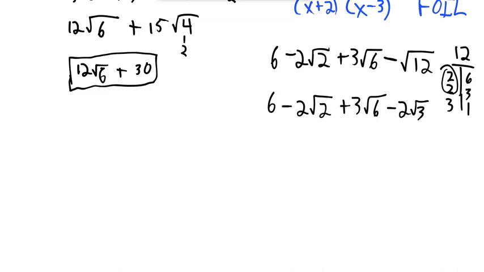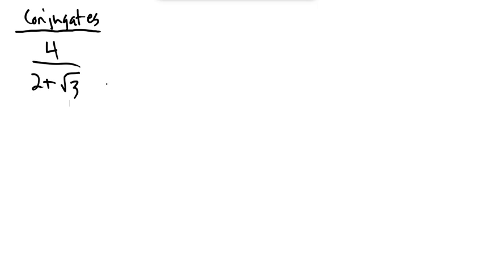Now we have just one more topic to talk about here, and that's something we call conjugates. Conjugates are not the same as in foreign language where we're talking about verbs. Instead, conjugates are useful for when we have a square root in the denominator. So let's say you have 4 over 2 plus the square root of 3. We have this square root in the denominator. Remember, we talked about last lesson, we don't like square roots in the denominator.